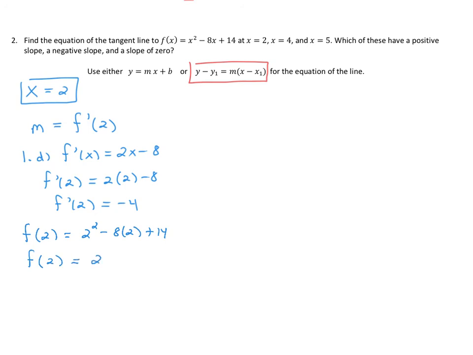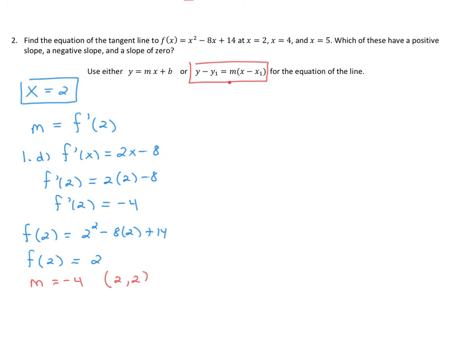So we have all of the information that we need to get our formula. I know that the slope is negative 4, and that we have a point (2, 2) that falls on this tangent line. Slope came from the derivative. This y value corresponds to the x value off of this function. The rest is just plugging stuff in.